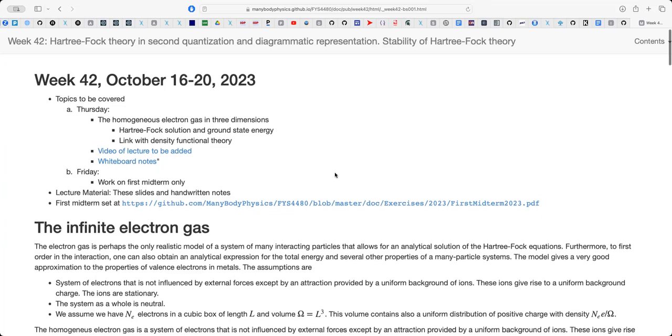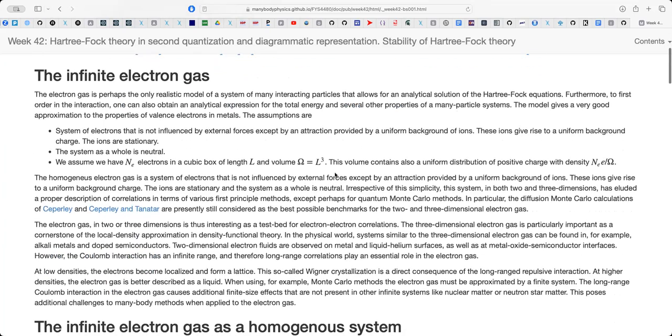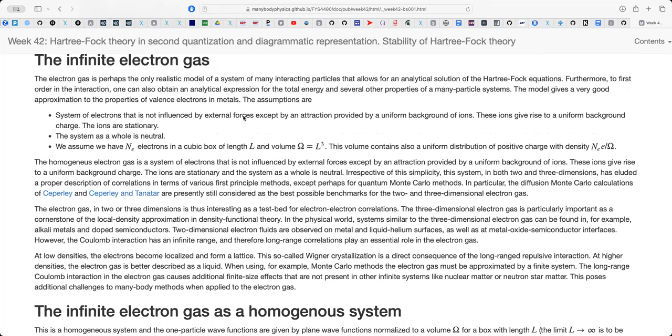And as we say here, I'm just going to give you some of the basic background before we move on. So it's perhaps one of the few realistic systems which allows for analytical solution to Hartree-Fock equations. And there are also some tricks there which are extremely useful to know about. The electron gas is a system of electrons that is not influenced by an external force, except by an attraction which is produced by a uniform background of ions. And we are going to deal with that one.